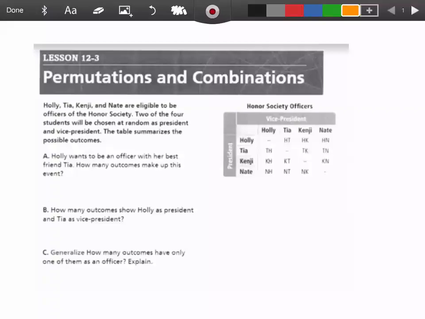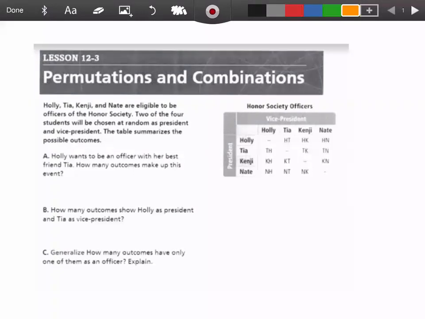In this video, we are going to be working on permutations and combinations. The examples for this video are kind of an introduction to permutations and combinations. Looking at this first one, we have Holly, Tia, Kenji, and Nate are eligible to be officers of Honor Society.